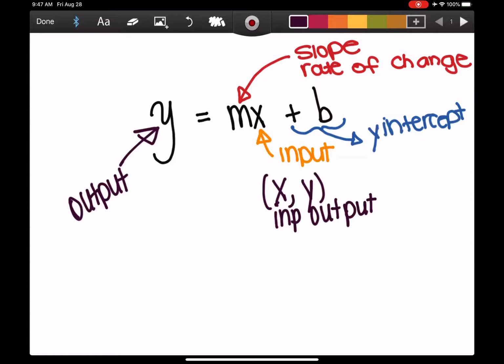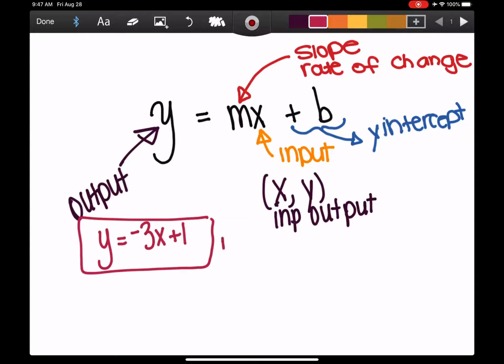So let's do a quick review of just graphing one of these. So if I had something like y equals negative 3x plus 1, take a second and think about it. What's the slope and what's the y-intercept? Hopefully you thought the slope is negative 3, the y-intercept is 1. So let's just graph this.